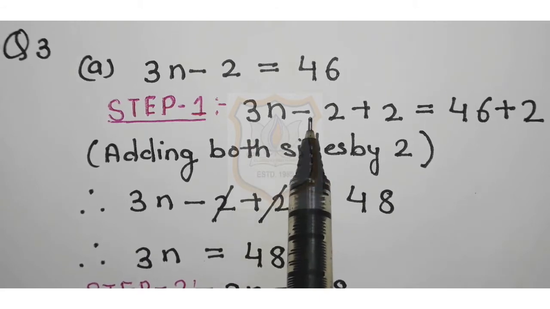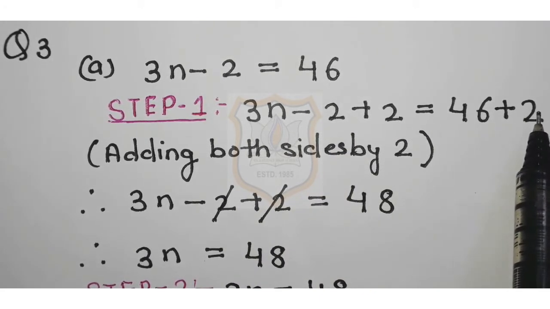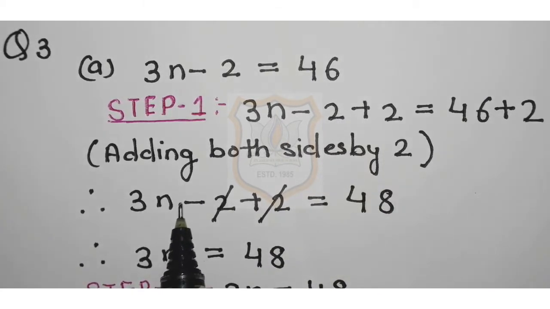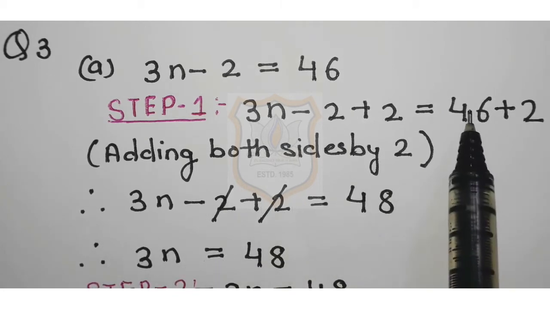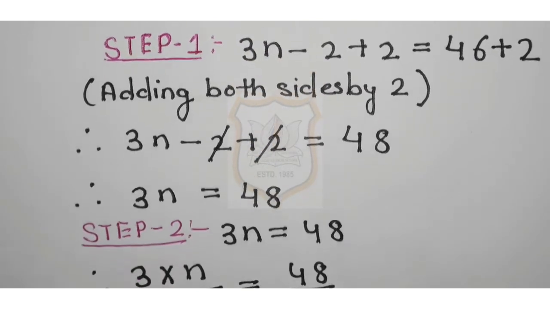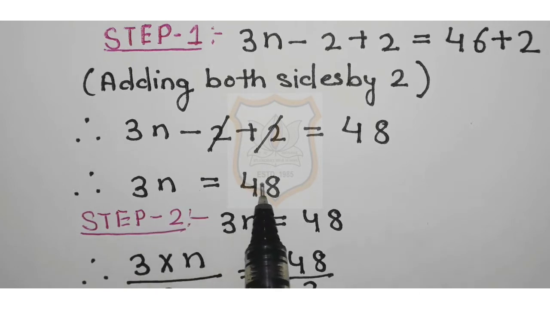So 3n minus 2 plus 2 is equal to 46 plus 2. On both sides of the equation, we add plus 2. Therefore, 3n minus 2 plus 2 is equal to 48, because 46 plus 2 is equal to 48. Minus 2 and plus 2 cancel out. Now our equation will be, therefore, 3n is equal to 48.